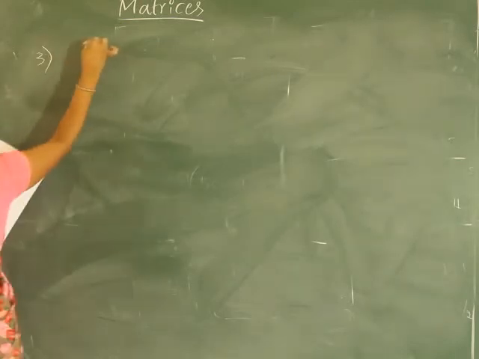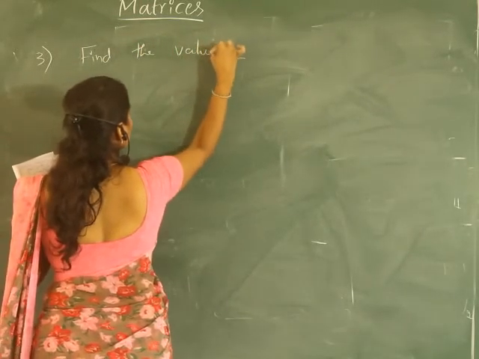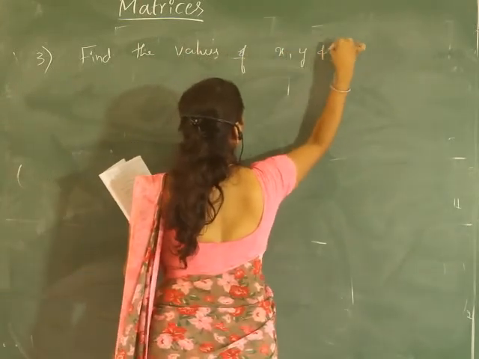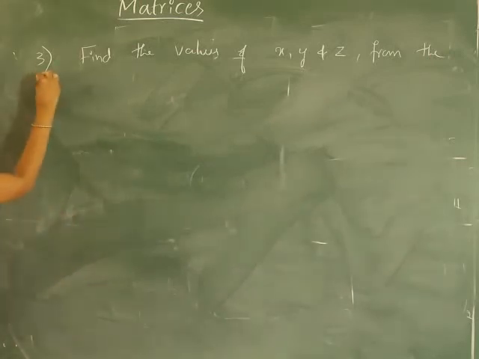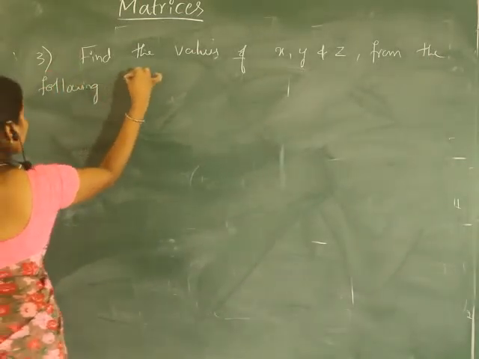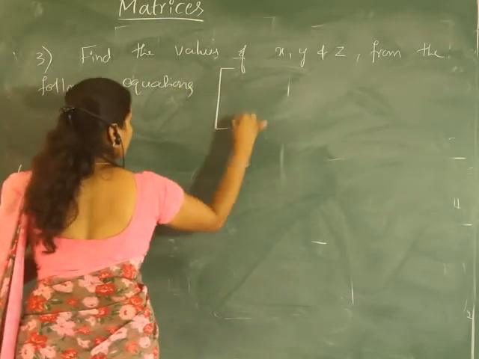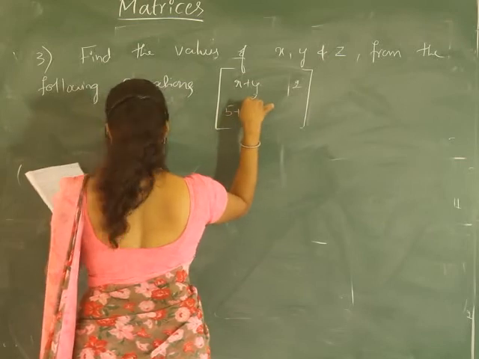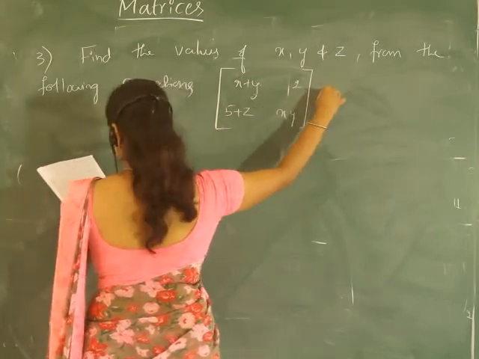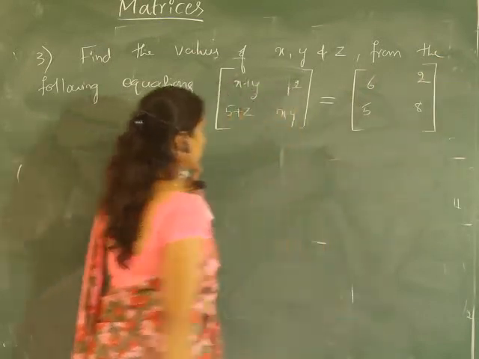Next problem. Find the values of x, y and z from the following equations: x plus y, 2, 5 plus z, x into y is equal to 6, 2, 5, 8.